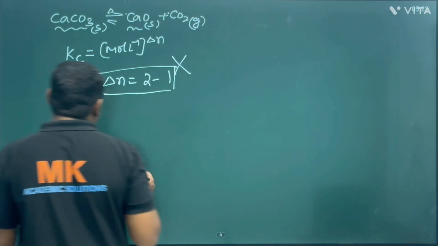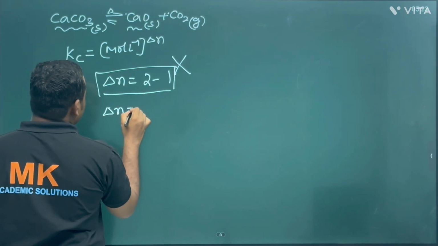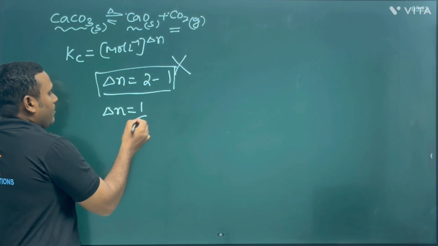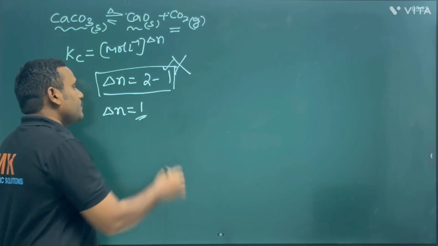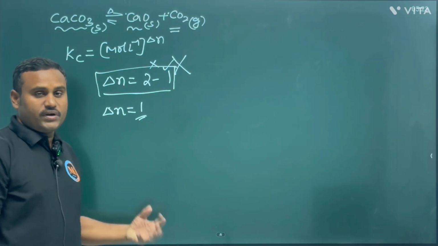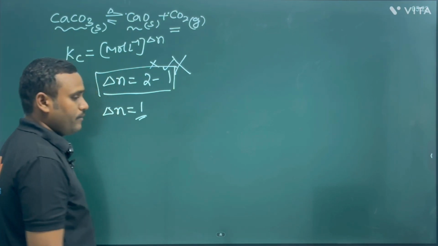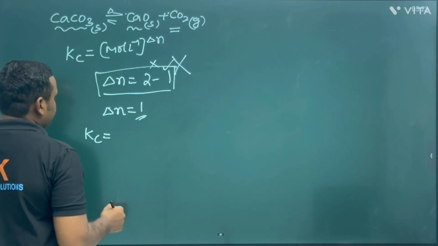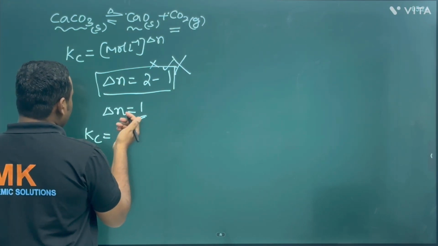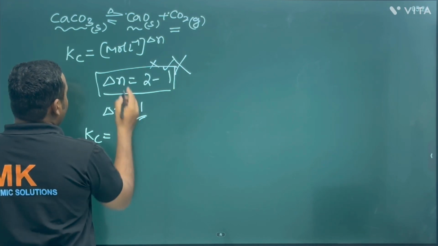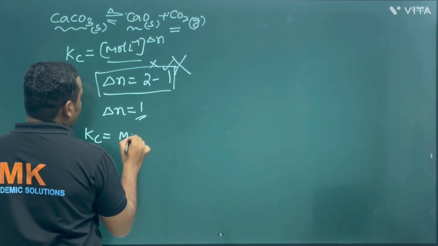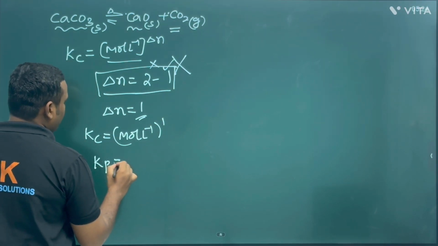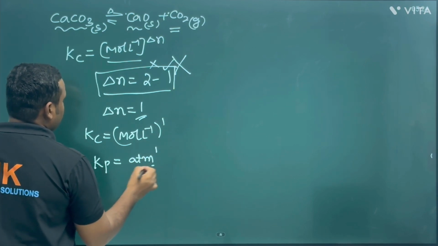So here, however, delta n is equal to 1. Is there anything else we need to take? No. So here you simply need to take 1. But in this also you would get 2 minus 1, but that process is wrong. If you take different types of examples, you may not get it like this. So now delta n is equal to 1. Therefore, Kc has units of moles per liter to the power 1, or simply moles per liter, and Kp has units of atmosphere to the power 1. These are the units.